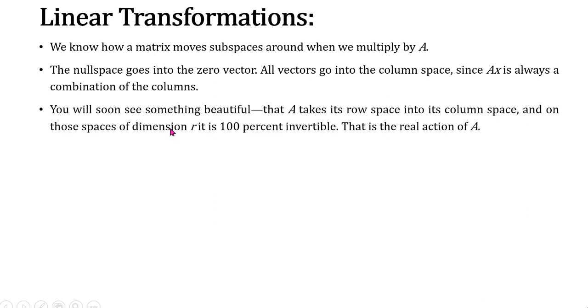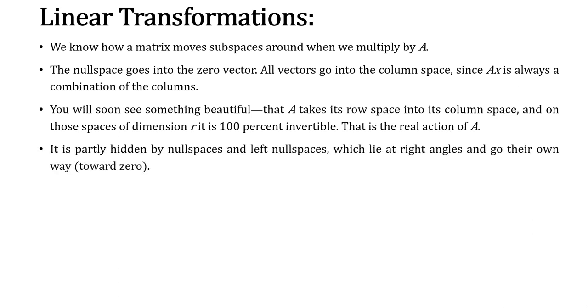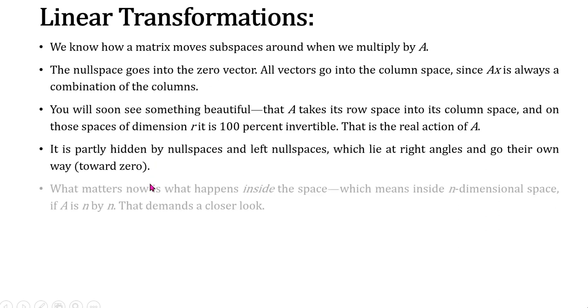So one interesting concept of a linear transformation is that A takes its row space into its column space, and on those spaces of dimension r it is 100% invertible. That is the real action of A. It is one of the important and beautiful properties of a linear transformation. It is partly hidden by the null space and left null space, which lie at right angles and go their own way towards zero.